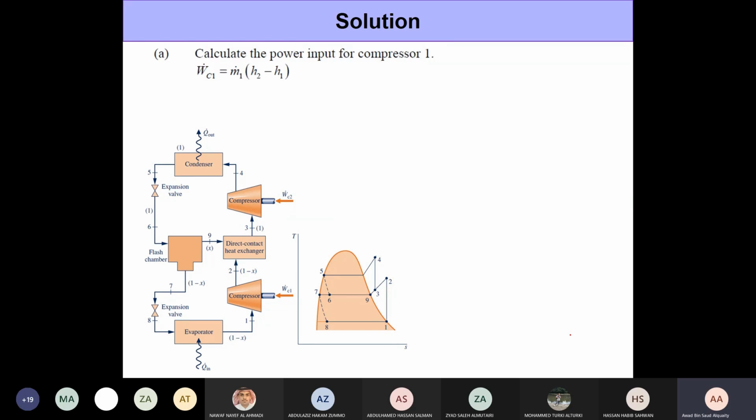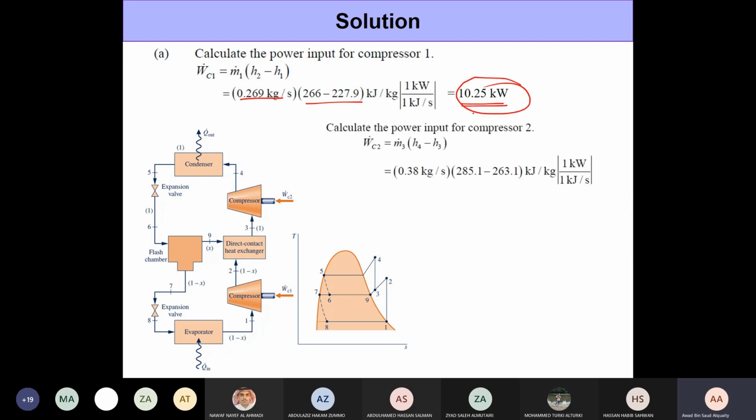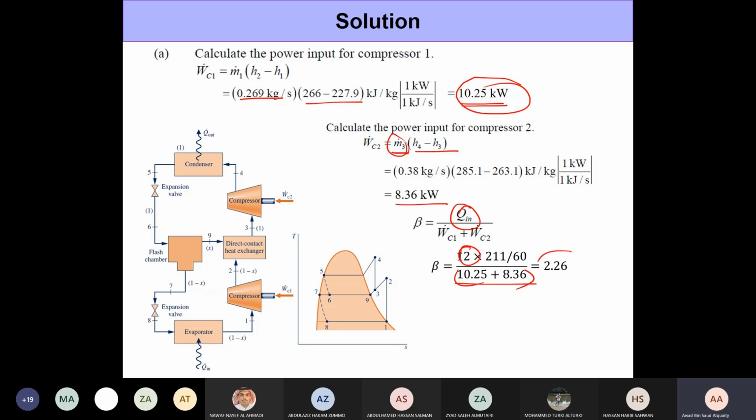Now, with this information, calculating the compressor work input is very straightforward. We have the mass flow rate, we have the enthalpies, plug them in, and this is what we get for the first stage. For the second compressor stage, again, the mass flow rate is different. You have to be careful about the mass flow rate here, but the enthalpies, h4 and h3, we already determined them. So this comes out to be slightly lower. Okay, and these are the two compressor work inputs. We already know Qn, so calculating beta is very straightforward. So beta is simply the 12 tons converted into kilowatts, divided by the sum of the compressor work inputs. It comes out to be 2.26.